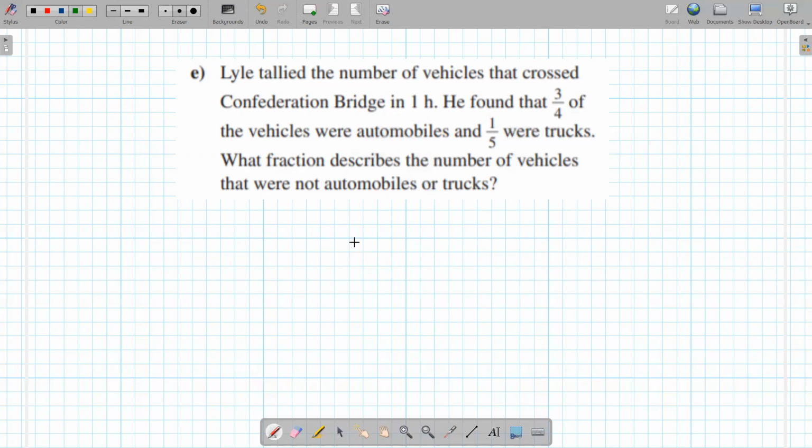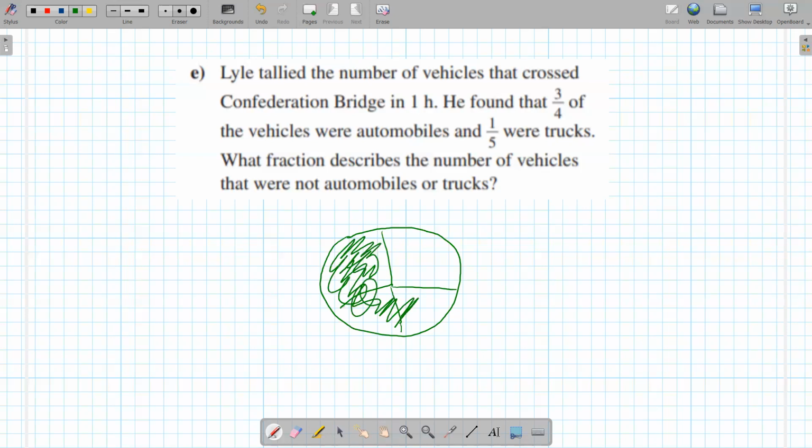Right? So 3/4. 1, 2, 3. These are the automobiles, yeah? And if we were to divide this into 5 parts, these would be the trucks, you see? So our answer is right here. This chunk. How do you find what that chunk is? You subtract the automobiles as well as the trucks. Because the fractions will always add up to 1.